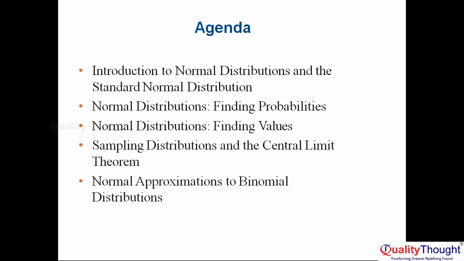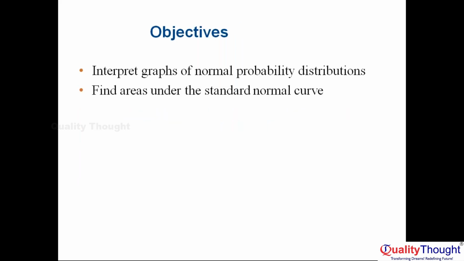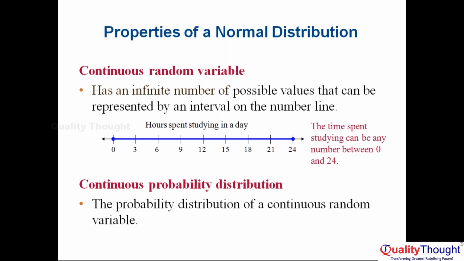Introduction to normal distributions and the standard normal distribution. We know the continuous random variable and the continuous probability distribution. Continuous random variables: we know what a random variable is. A variable which will hold different types of values, which is constantly changing. If that constantly changing value is a continuous value, then it becomes a continuous random variable. The number of hours spent studying one particular subject can be said to be a continuous random variable.